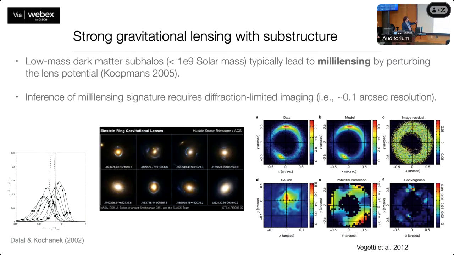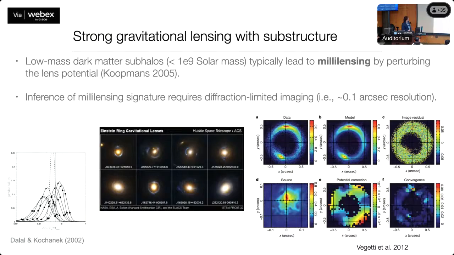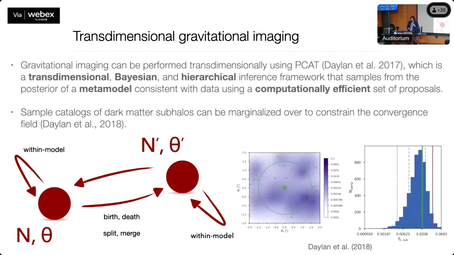We had the SLACS, which is basically the largest data set we have. And then this is from 2012. It's a Nature paper by Simona and her team. I don't have time to go into detail about that. I'll just highlight one thing: you need diffraction limited imaging in order to be sensitive to low mass halos. This is basically what I want you to remember.